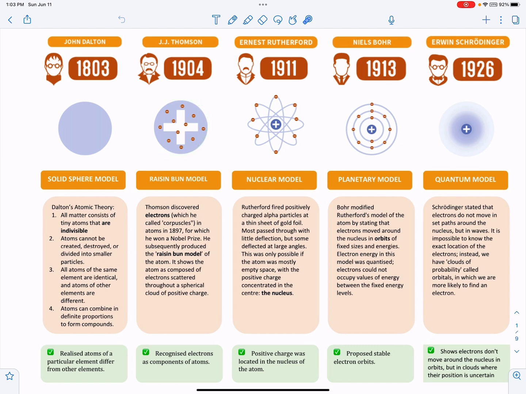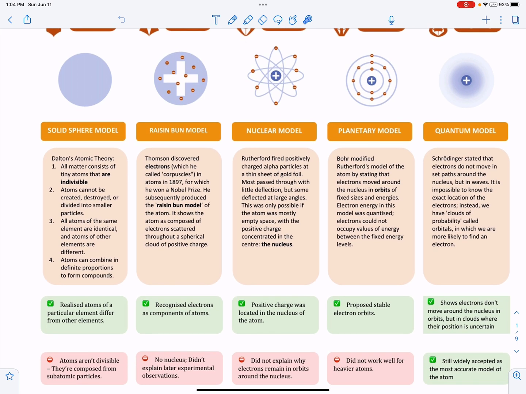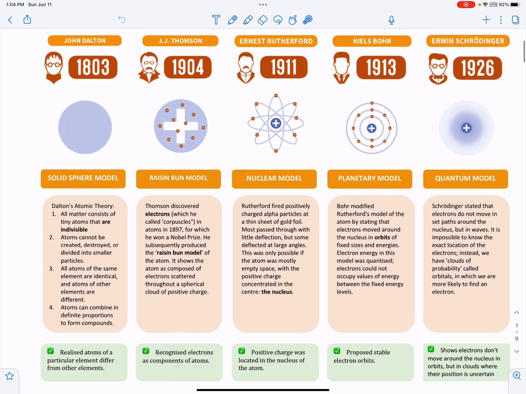It shows the atom as composed of electrons scattered through a spherical cloud of positive charge. This model allowed us to recognize that electrons are components of the atoms. What it failed to do was identify something called a nucleus. And this model didn't explain later experimental observations. It's time to continue on discovering more about atoms.